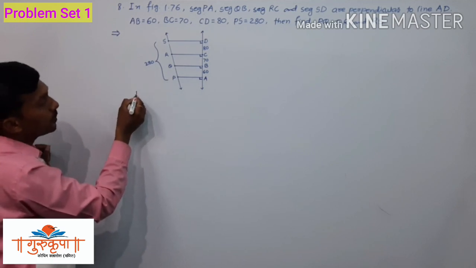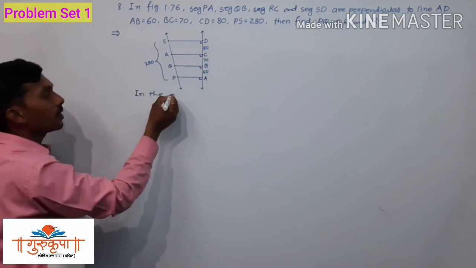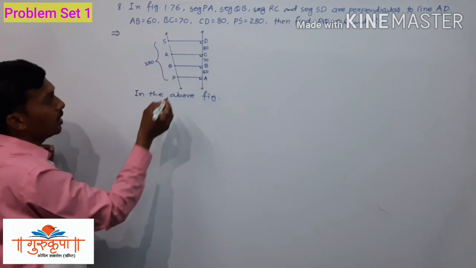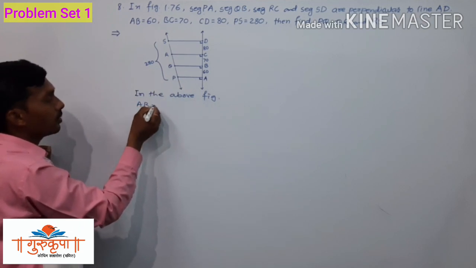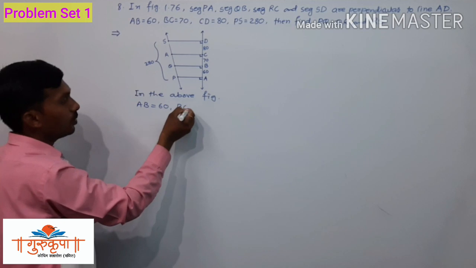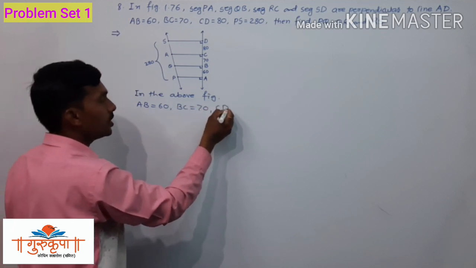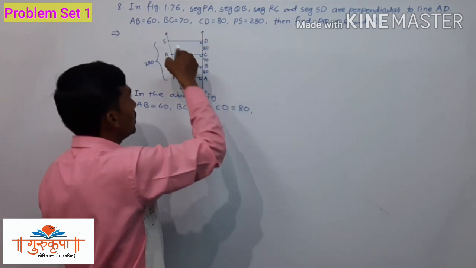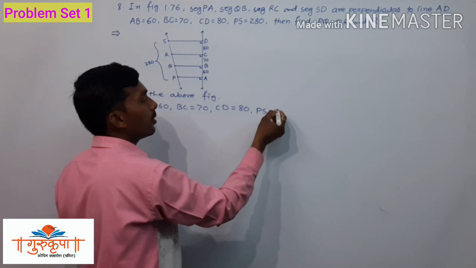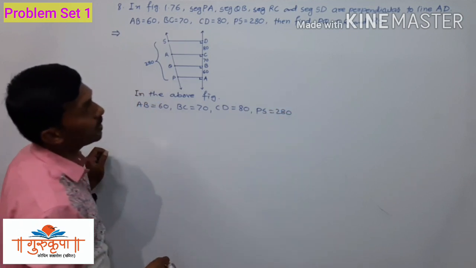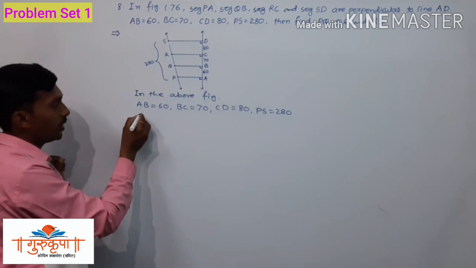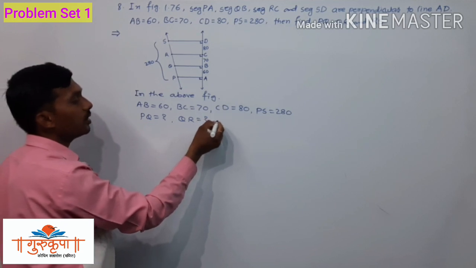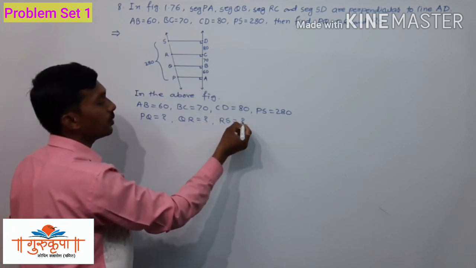In the above figure, we have AB is equal to 60, BC is equal to 70, CD is equal to 80, PS is equal to 280, and we have to find PQ, QR and RS. We have to find the length of segments PQ, QR and RS.